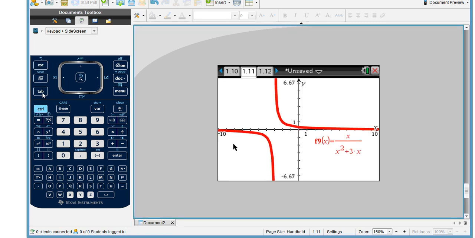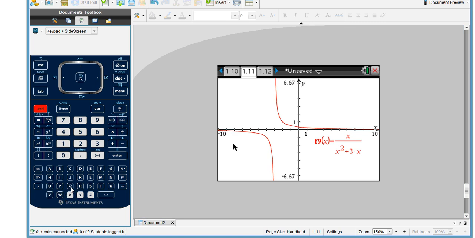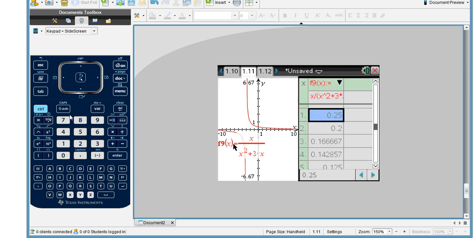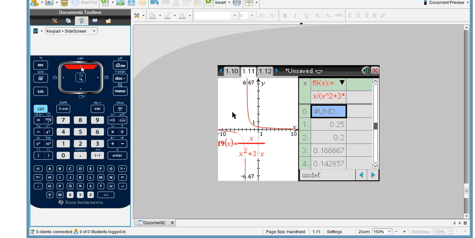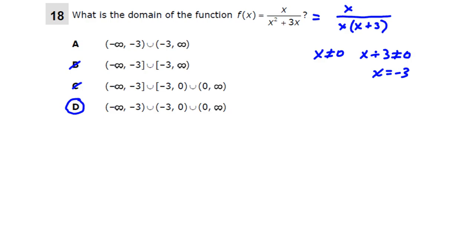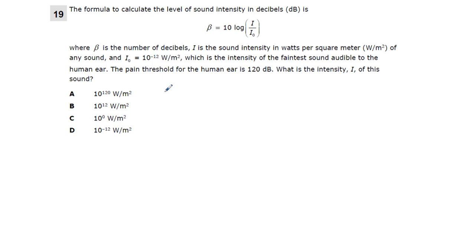Where we don't see it is, okay, we have undefined at 0, right? We do not see that discontinuity, but at -3, we do see that vertical asymptote at x equals -3. Okay, that's 18.